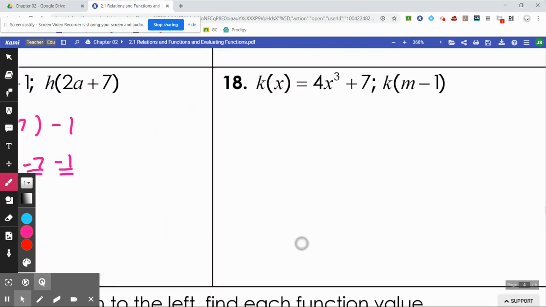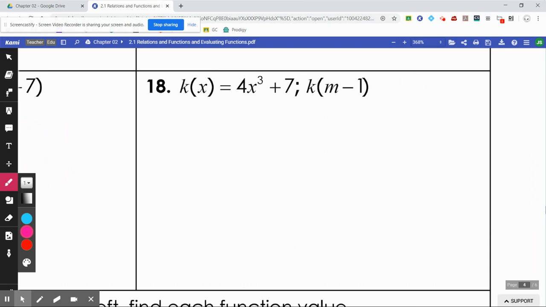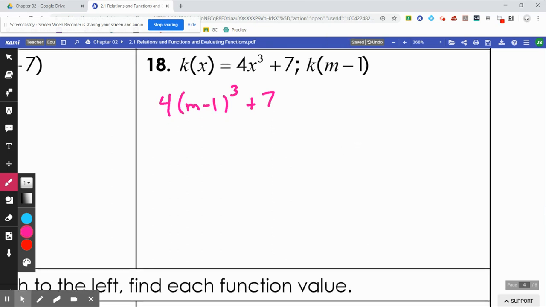Okay, the last one of these, k of x, we're asked to find k of m minus 1. So all we're doing is taking out all of our x's in our function, which was 4x to the third plus 7, and we're plugging in m minus 1. So we have to raise m minus 1 to the third power, which is not going to be fun. Let's come over here to the side and let's do m minus 1 times m minus 1 times m minus 1. That's going to take a little while.